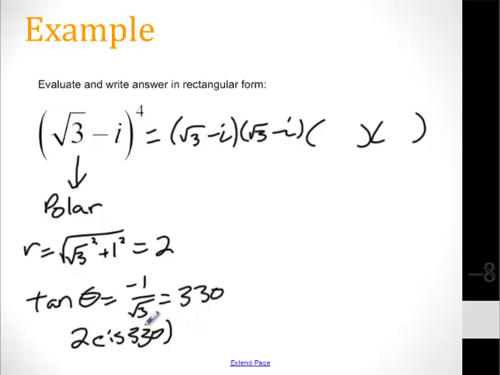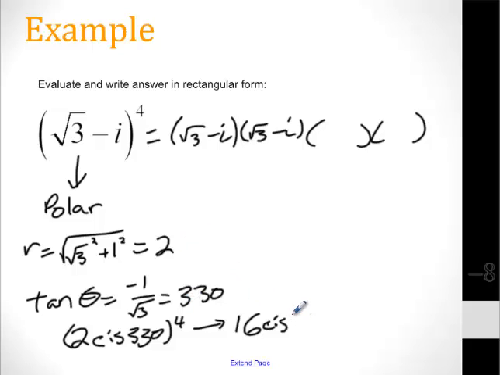And what I'm going to do with that is I'm going to take that and raise it to the 4th power. 2 to the 4th. It's 2 times 2 times 2 times 2. So we get 16. And then 4 times 330. If you take that, plug it in your calculator, 4 times 330 is 1,320.